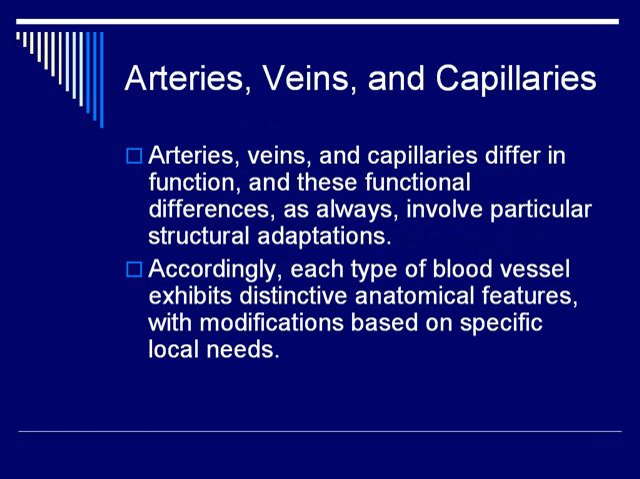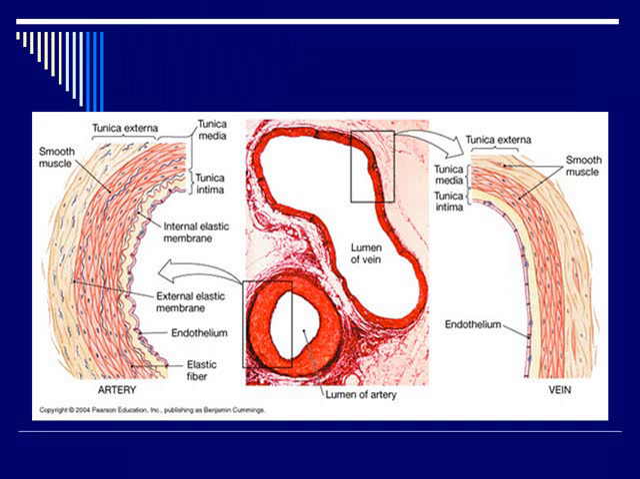Arteries, veins, capillaries are different in function. Their functional differences, as always, involve particular structural adaptations. Accordingly, each type of blood vessel exhibits distinctive anatomical features, which we'll go over just a bit. Modifications are based upon the specific locations. These are the vessels. I showed you this last week, where you need to be able to identify the different levels or different layers, structures inside the blood vessels.